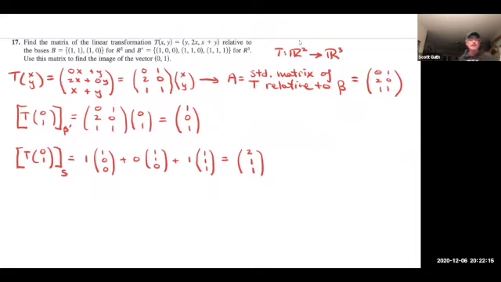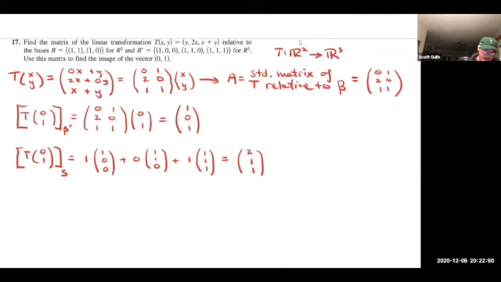Okay, now this one is easier than it sounds. It says, find the matrix of the linear transformation T of (x, y) equals (y, 2x, x plus y) relative to the bases B, which is (1, 1), (1, 0) for R2, and B prime, which is (1, 0, 0), (1, 1, 0), and (1, 1, 1) for R3. Use this matrix to find the image of the vector (0, 1).